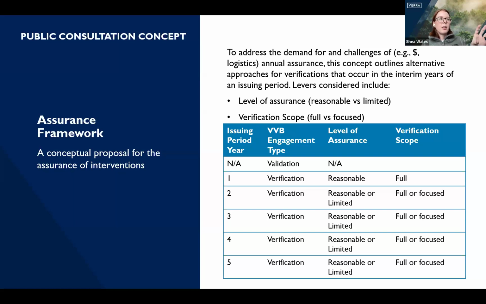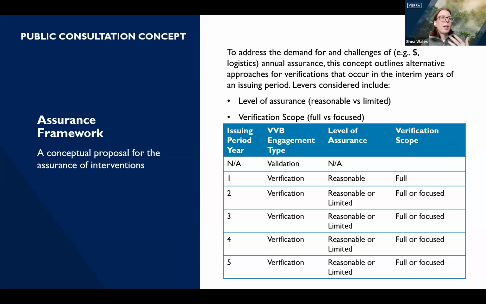in the issuing period, we are proposing allowing intervention proponents to choose different engagement types based on their needs. So let's say an intervention uses a lot of meter data. They can monitor their data really easily. They can roll it all up into a monitoring report. Maybe they would choose to do all of the rest of their verifications to a reasonable level of assurance, and they would do a full scope verification, and it would be basically just like VCS.